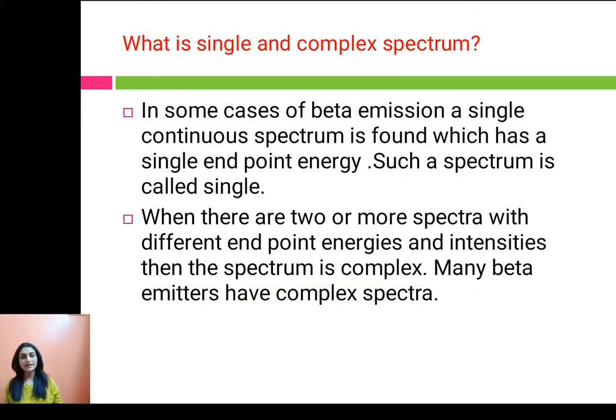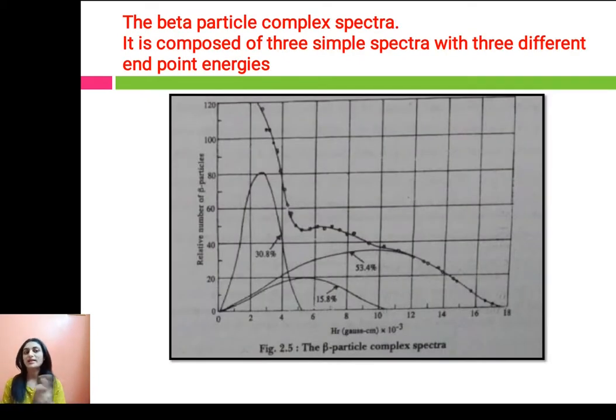Now, what is single and complex spectrum? In some cases of beta emission, single continuous spectrum is found which has a single endpoint energy. When we get a single continuous spectrum with single endpoint energy, such a spectrum is called single. Now, when there are two or more spectra with different endpoint energies and intensities, then the spectrum is complex. Many beta emitters have complex spectra where you will have two or more continuous spectra with different endpoint energies. You can have a look at this graph.